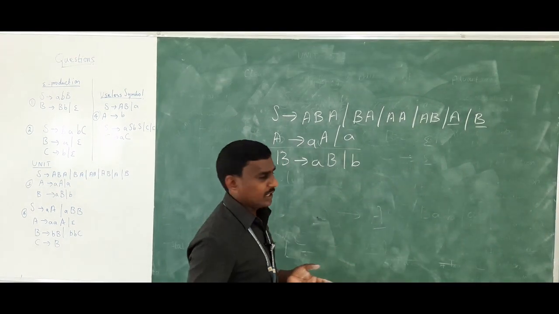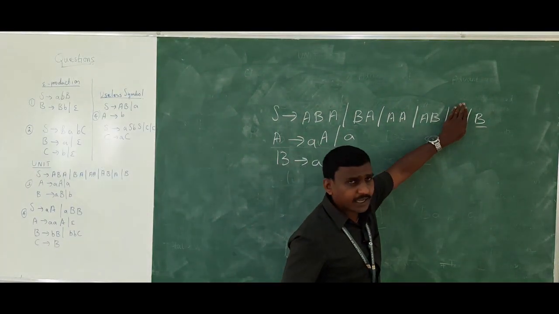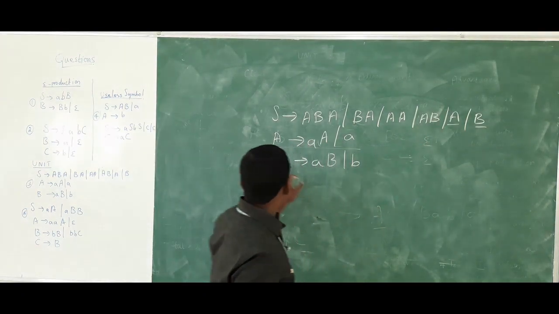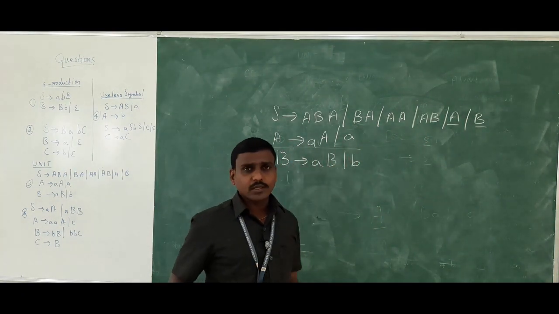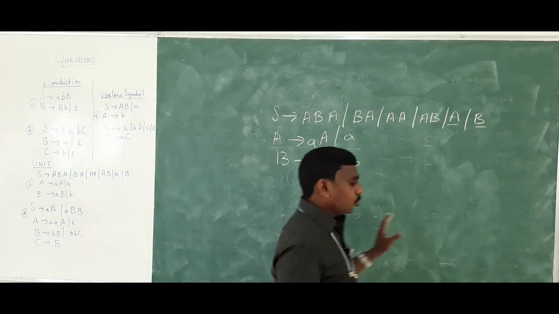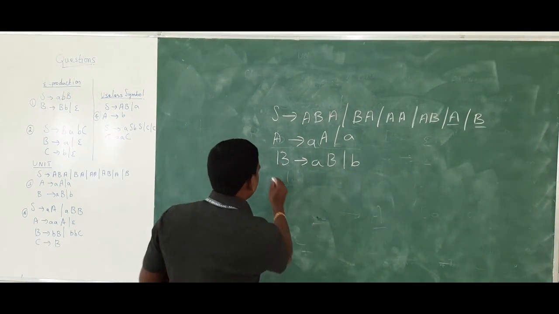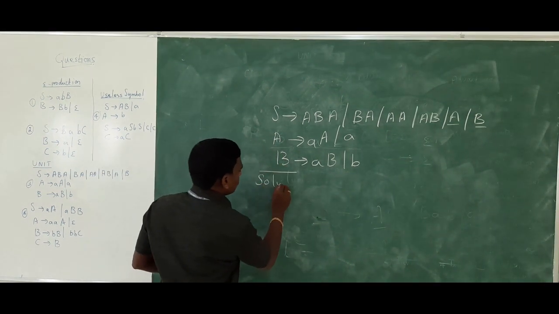Okay, so how can I eliminate a unit production? Very simple. In the place of this A, you have to substitute A's whole production. Similarly, in the place of this B unit production, you have to substitute B's whole production. Clear? So I will write the solution.